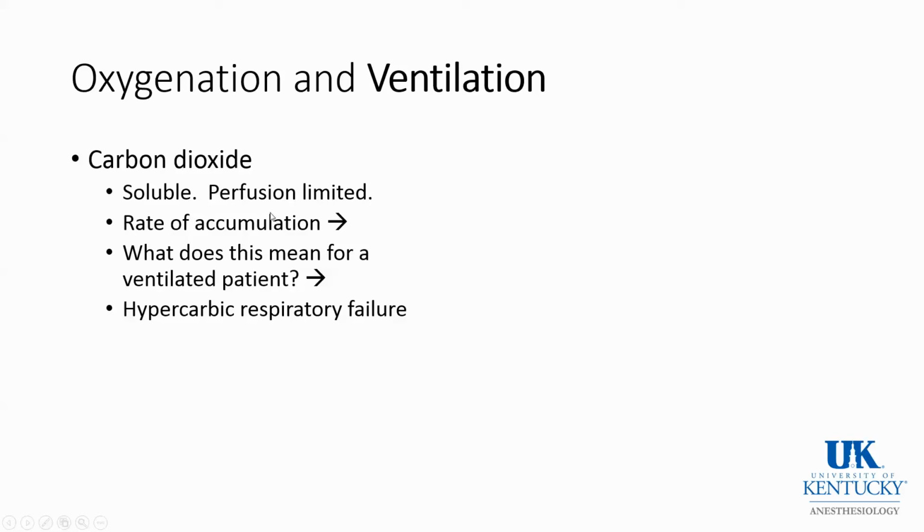There's a rate of accumulation associated with apnea with ventilation, and that is in the first minute 6 millimeters of mercury of CO2 partial pressure increases, and then after that it goes up by 3 millimeters of mercury every minute with apnea. So what does this mean for the ventilated patient?